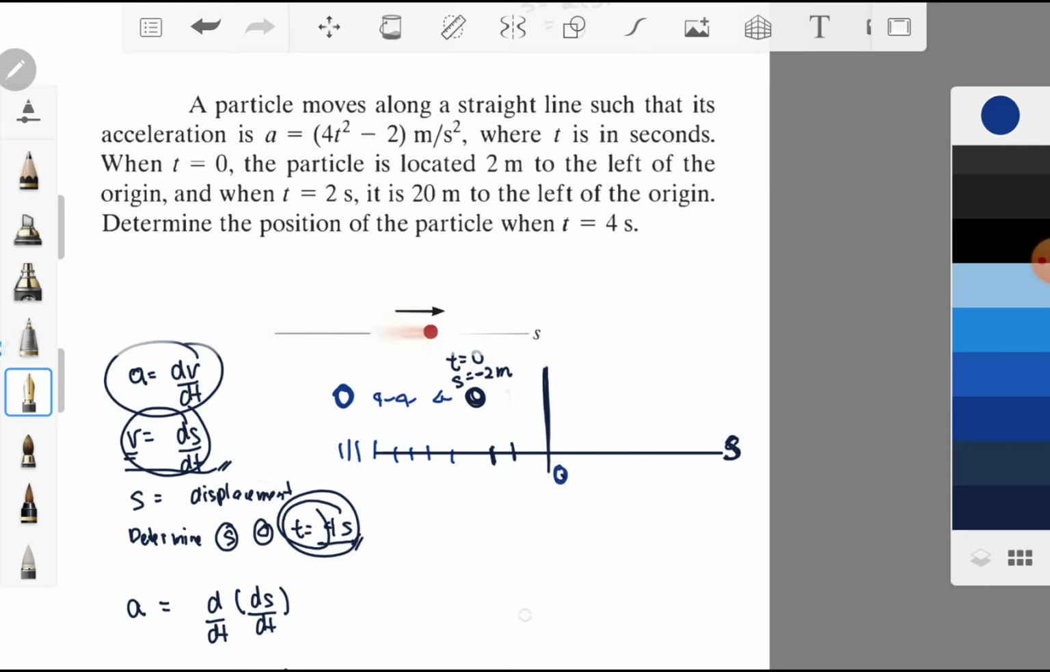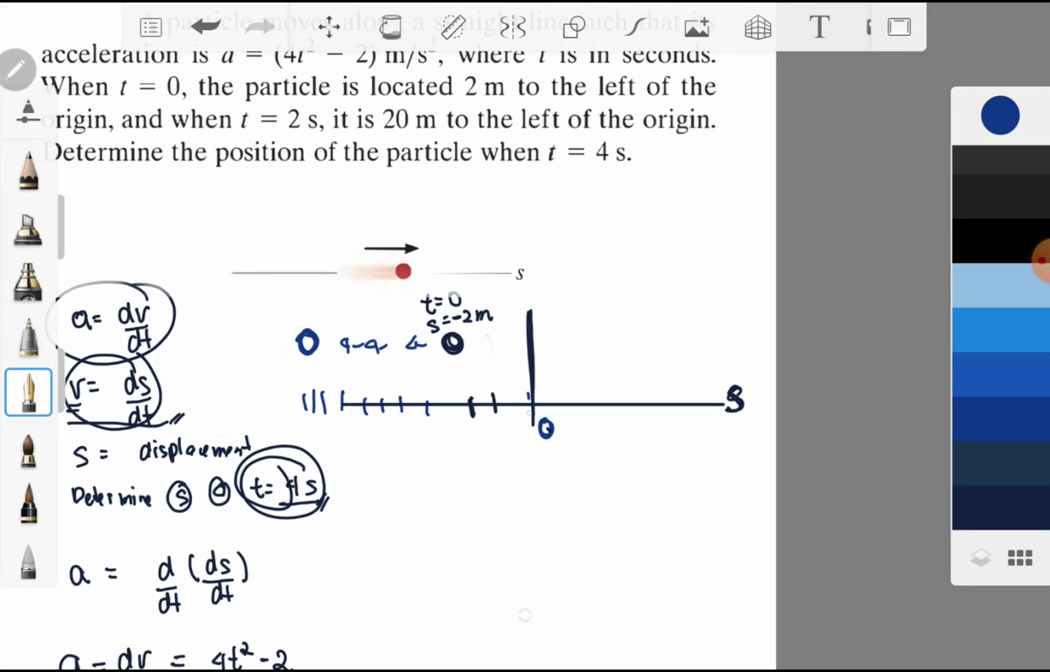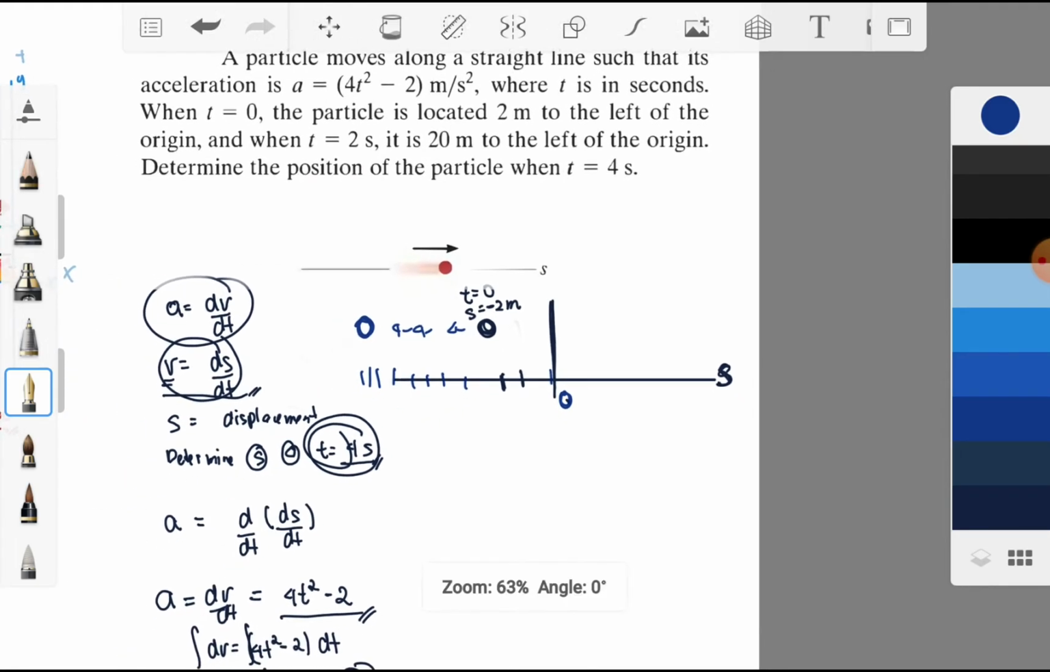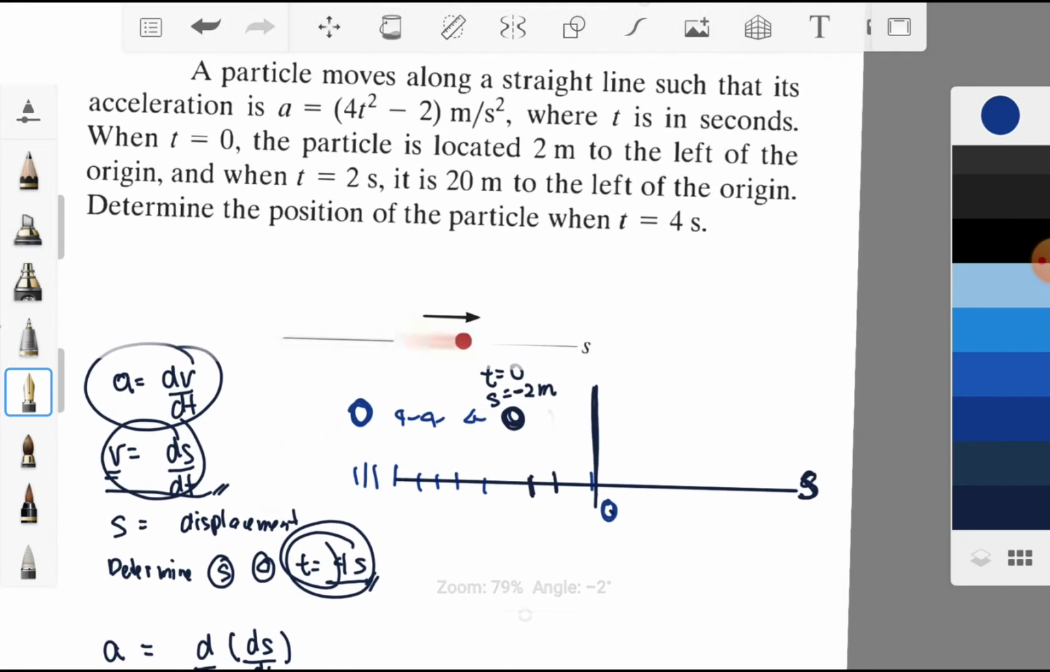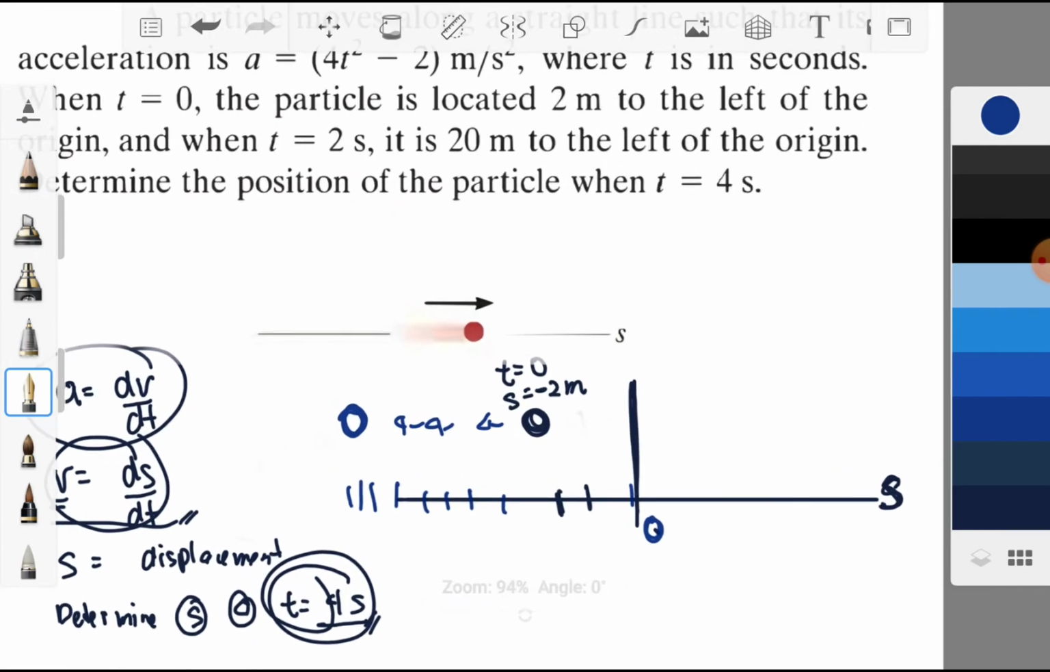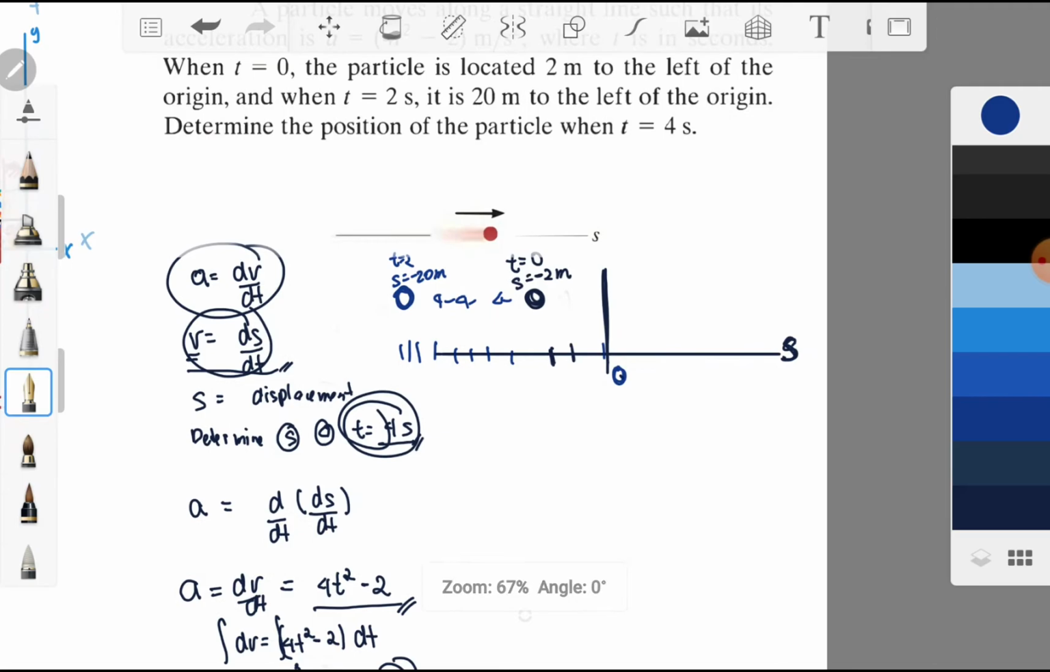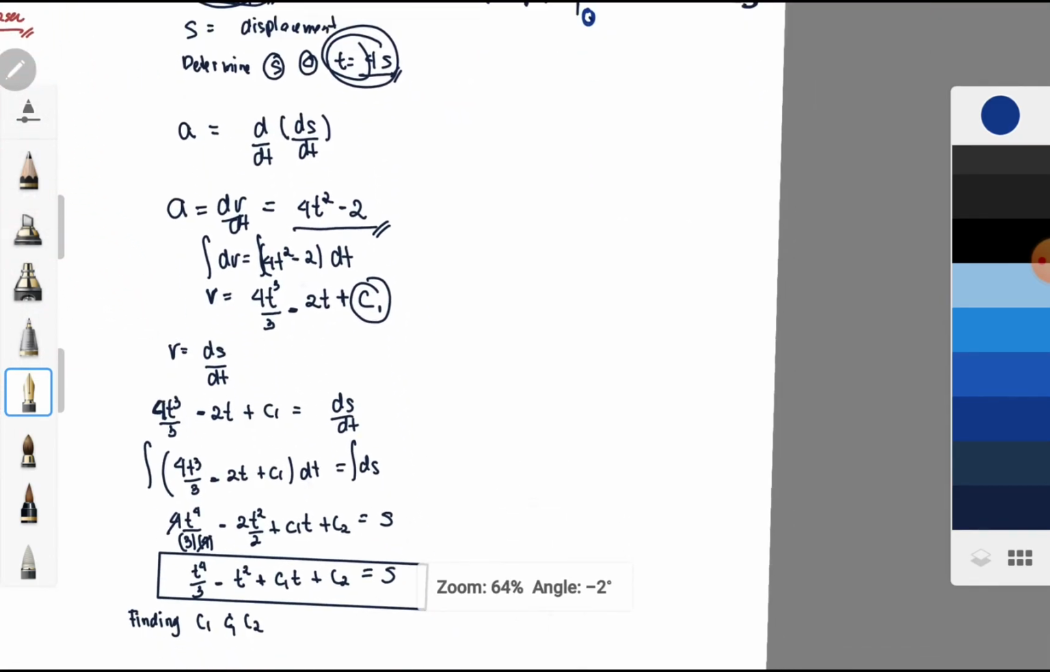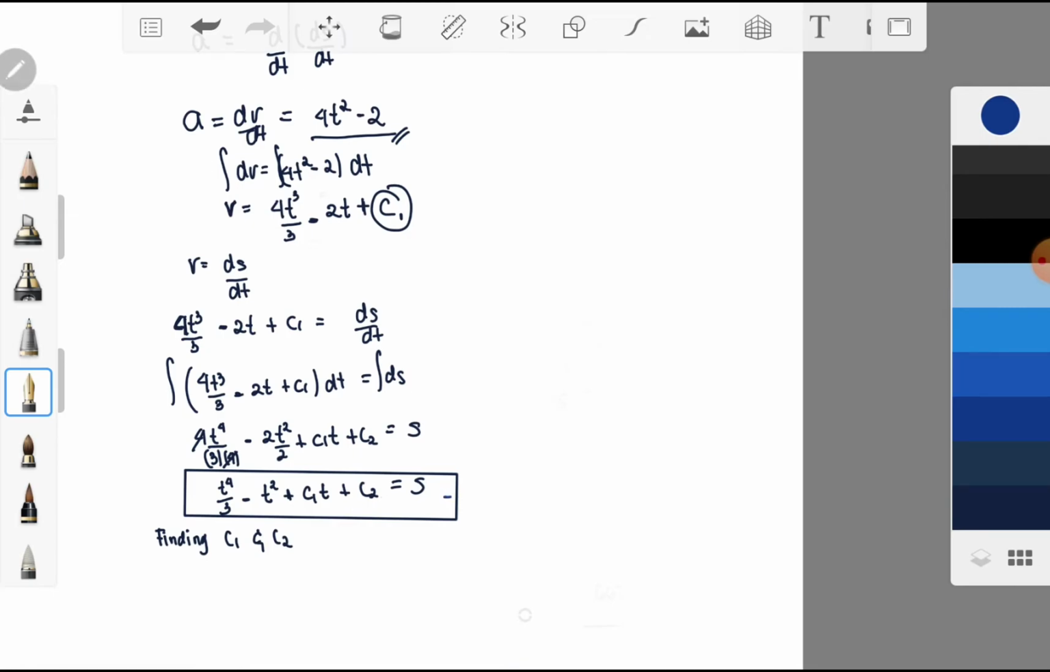Okay. So the origin that the problem is talking about is the position, the 0th value of your s. Upon knowing this, we can use these two relationships: at t equal to 0, s equals negative 2 meters, and at t equal to 2 seconds, s equals negative 20 meters. Using these relationships, we will substitute them into this equation in order to find c1 and c2.